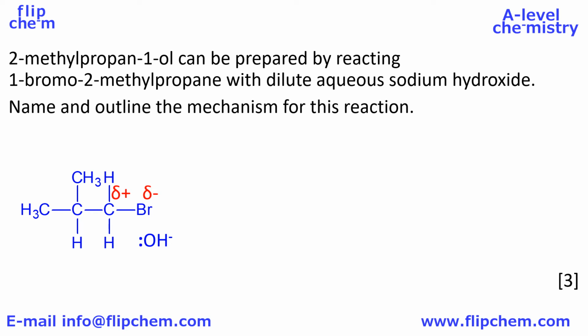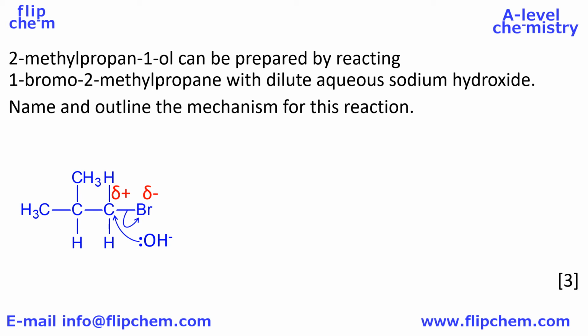There is a slight dipole on the carbon to bromine bond because of the electronegativity of the bromine atom being greater than the electronegativity of the carbon atom. This was not required for the question, however, I think it's a good idea to include it. So those 2 electrons on the hydroxide ion are used to form a covalent bond with the carbon atom with a delta plus on it.